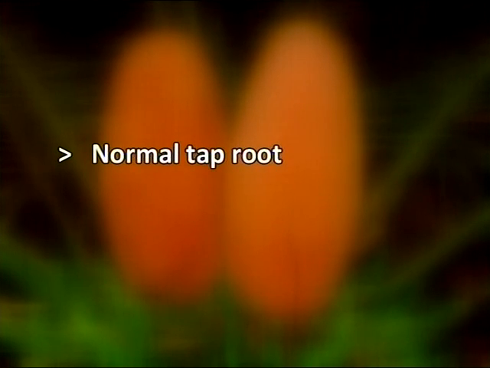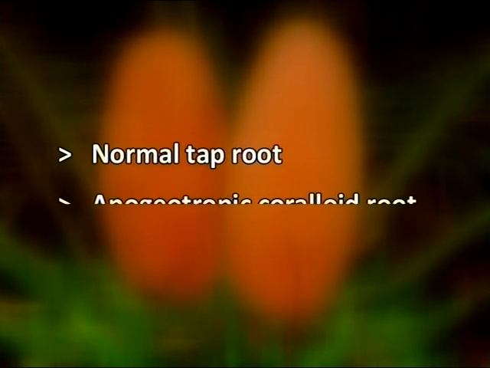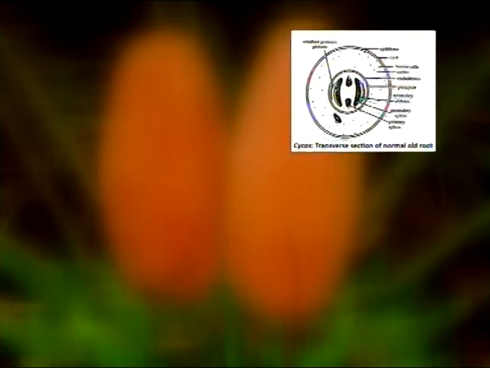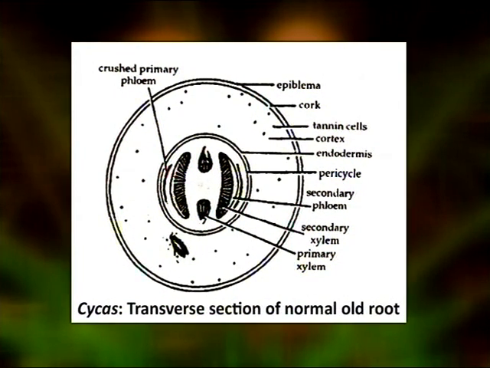There are two kinds of roots in Cycas. Number one, normal tap root, and number two, apogeotropic coralloid root. Internal tissues of the normal tap root are differentiated into epiblema, cortex, and central vascular tissue. Epiblema is made up of a single layer of thin-walled cells. Some cells of epiblema give rise to hair.